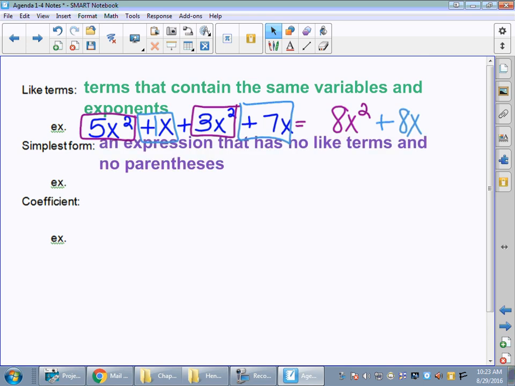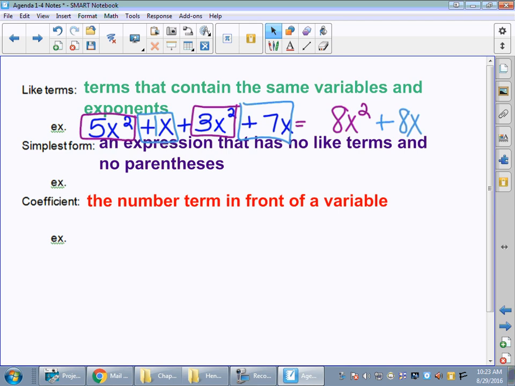Simplest form means that an expression has no like terms and no parentheses. So the parentheses, that's why we need to distribute. Like terms, that's why we're going to combine those guys. So no like terms and no parentheses. I'm not sure that I really need to do an example for that, do I? Simplest form is 8x squared plus 8x. The example from like terms with those four terms is not in simplest form.